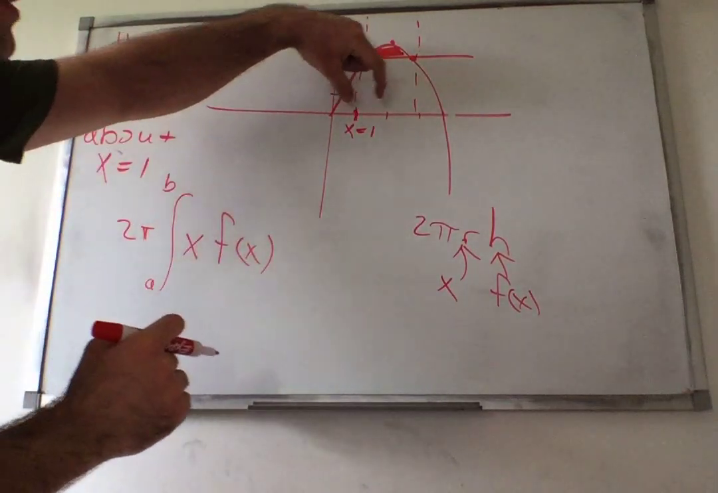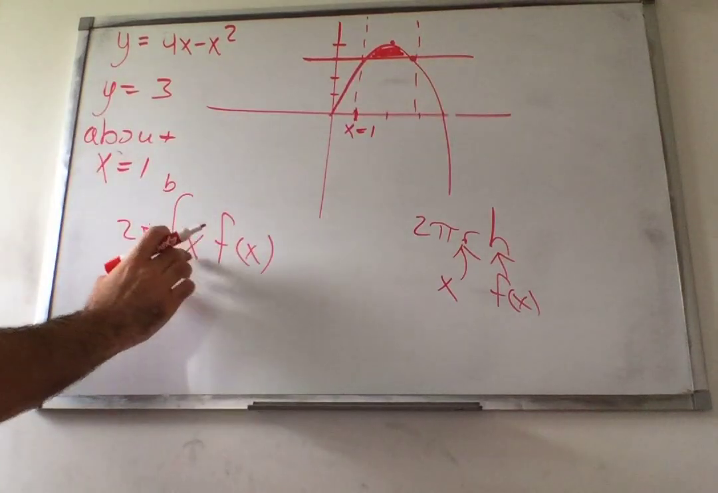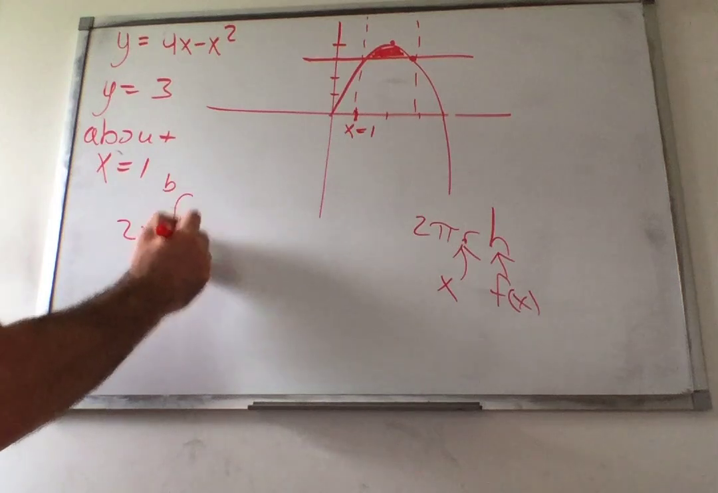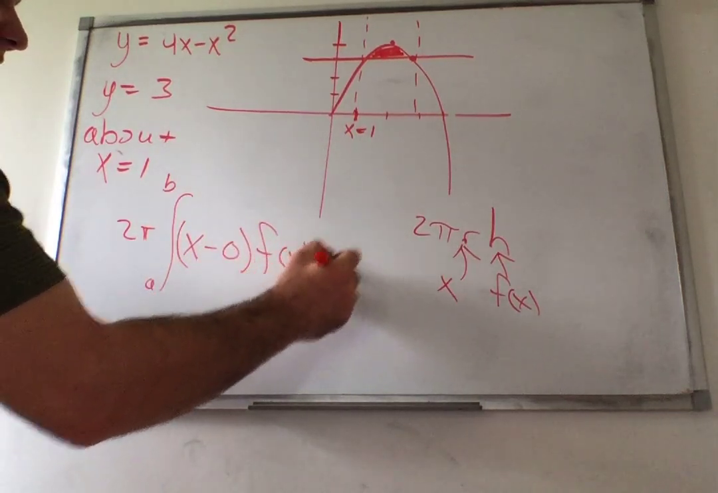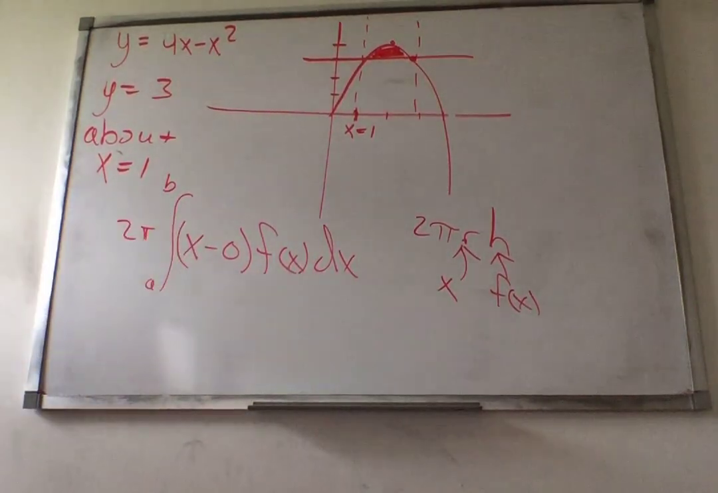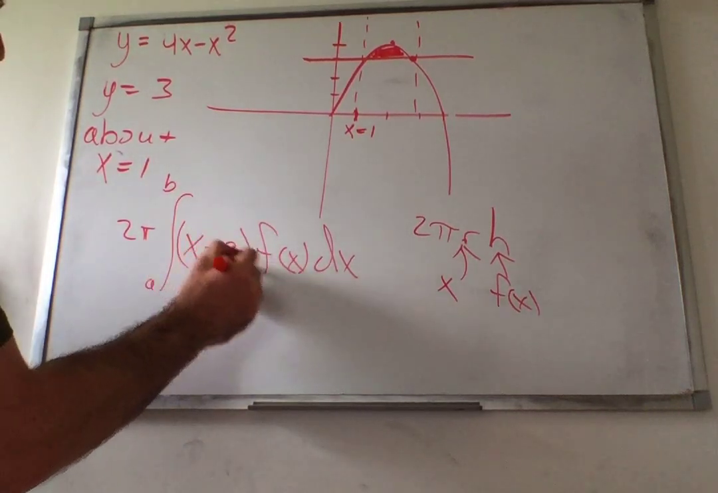Now, since we're shifted over 1, everything's going to be shifted over 1. This is no longer an x. Really what this looks like when you're revolving it around the x-axis is x minus 0 times f of x dx. But the 0 doesn't do anything. So that's why we don't write it. I guess you could put a c here.